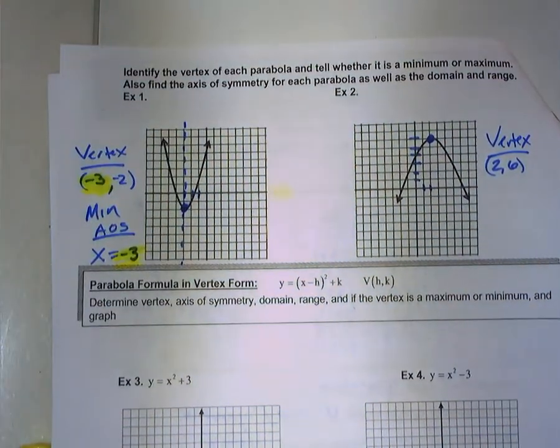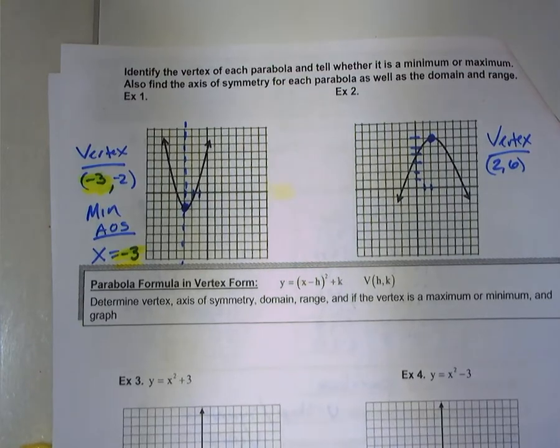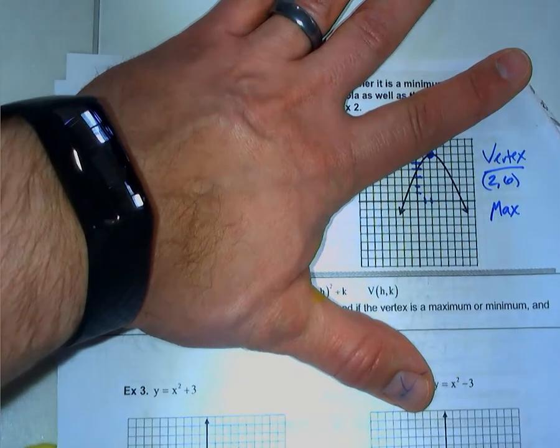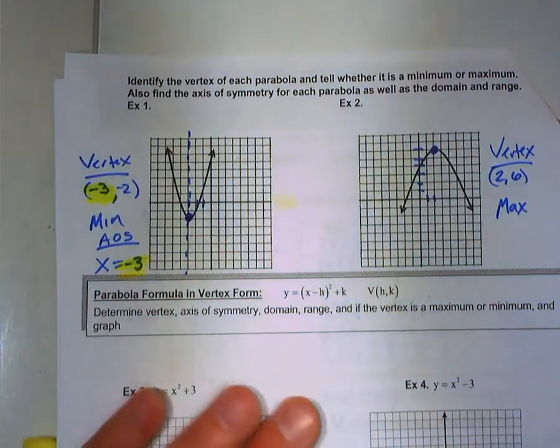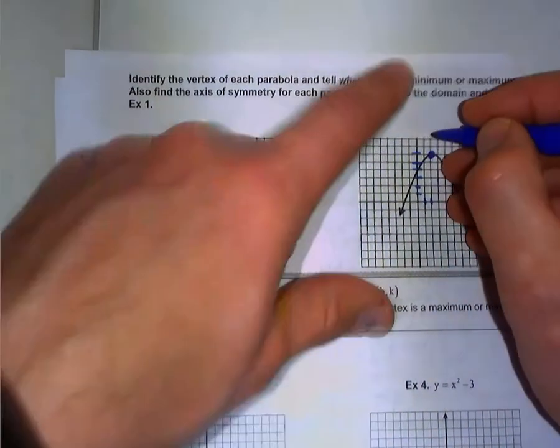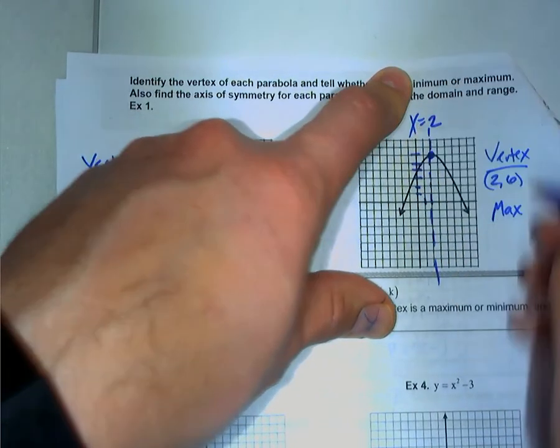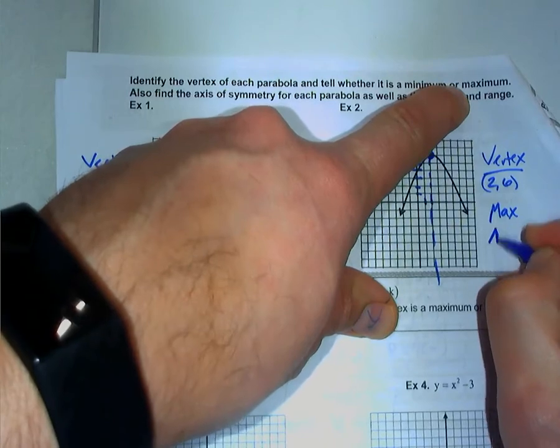Is that a minimum or maximum? That is the highest point. That's the top of the peak. That is a max. And then last but not least, this line is going right through, cutting it in half, and that's at x equals 2. So AOS for short.